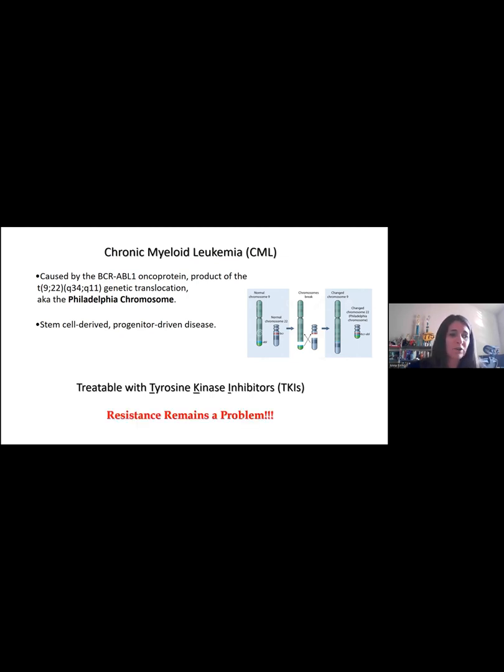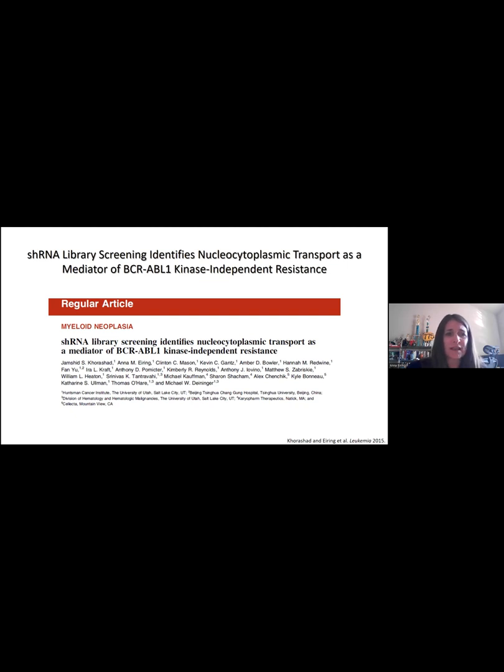However, resistance remains a problem, and particularly the leukemic stem cell population is primarily resistant to TKIs, and they remain after treatment and are a source of cells for future relapse. So we used an shRNA library screen to identify the genes that were critical for TKI resistance in CML, and specifically kinase independent resistance. One of the first mechanisms of resistance discovered in CML was BCR-ABL kinase domain mutations. But roughly half of patients do not have any explanatory kinase domain mutations, and they are considered to have kinase independent resistance. This includes the leukemic stem cell population.